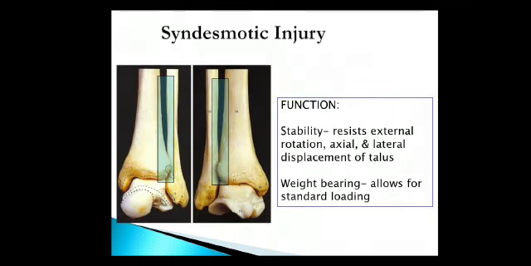From the posterior malleolus we come to syndesmotic injury. The function of the syndesmosis is basically to provide stability, resist external rotation, axial and lateral displacement of the talus, and in weight bearing allow for the standard loading.